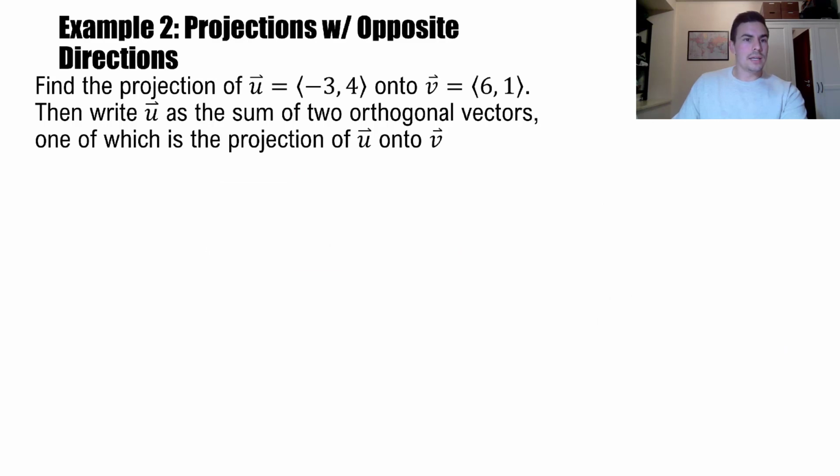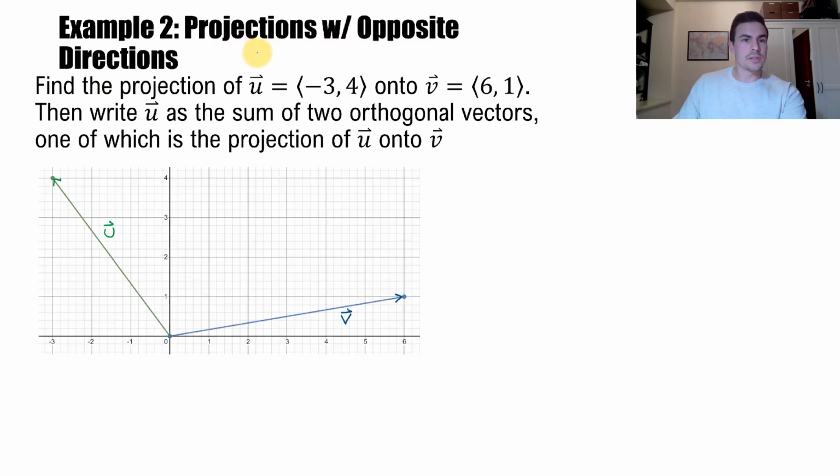All right, so our second example, it's going to be the same thing, but this time our directions are going to be opposite here for my projections. So this is what our vectors look like on our coordinate plane here. So we need to go ahead and find the projection of u onto v.